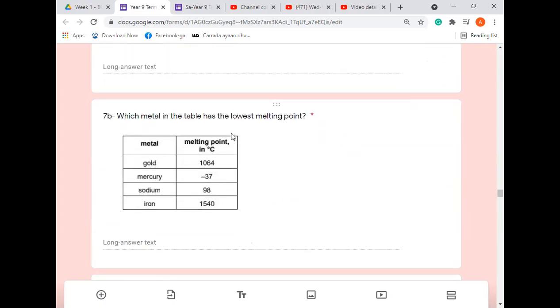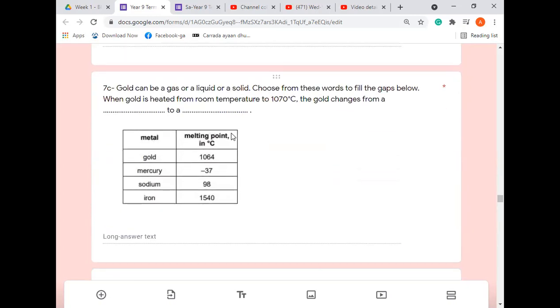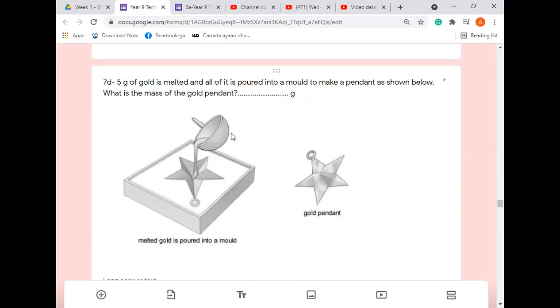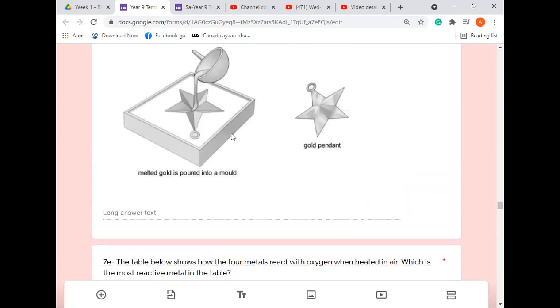Question 7b, which metal in the table has the lowest melting point? Question 7c, gold can be a gas or a liquid or a solid. Choose from these words to fill the gaps below. So you need to fill the gaps below, okay? Question 7d, 5 grams of gold is melted and all of it is poured into a mold to make a pendant as shown below. What is the mass of the gold pendant? You need to tell the mass.